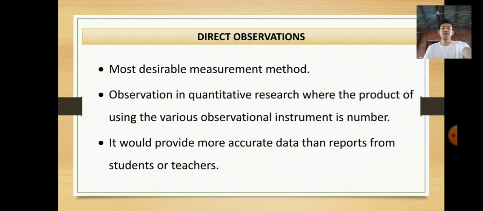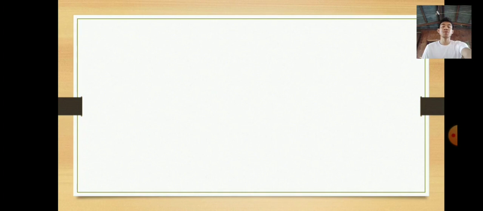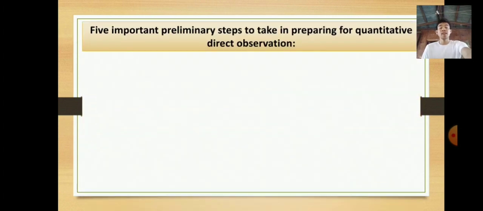So, direct observation, pwede naman natin tawagin siyang systematic observation. So, mayroon tayong 5 important preliminary steps to take in preparing the quantitative direct observation. So, mayroon din naman tayong qualitative direct observation pero i-discuss na nila sa chapter 15. So, dito muna tayo sa quantitative direct observation. So, mayroon tayong 5 important preliminary steps.